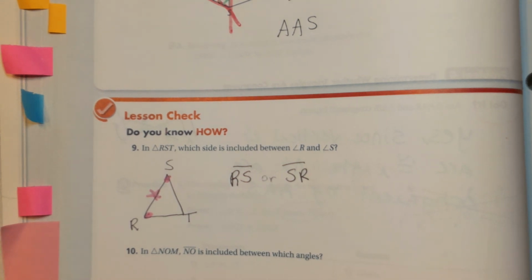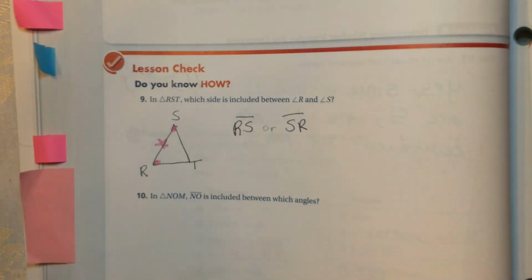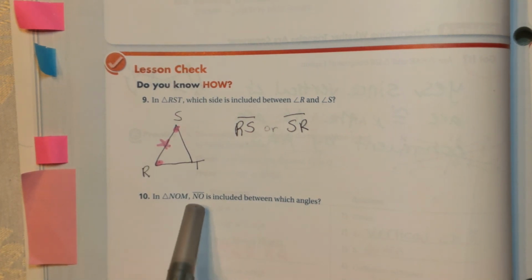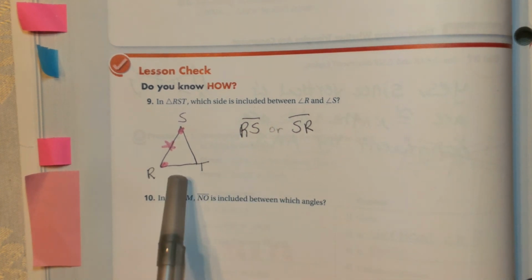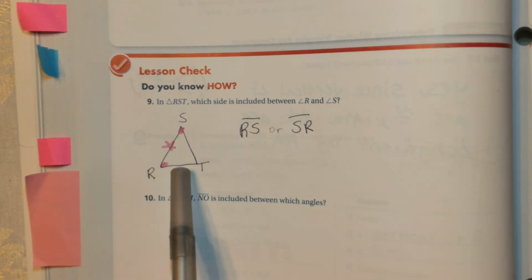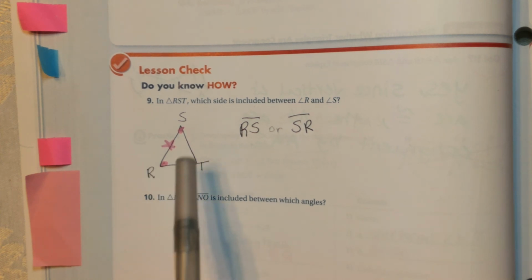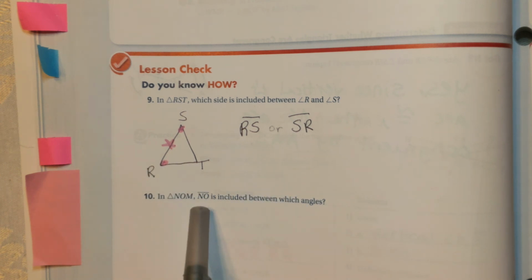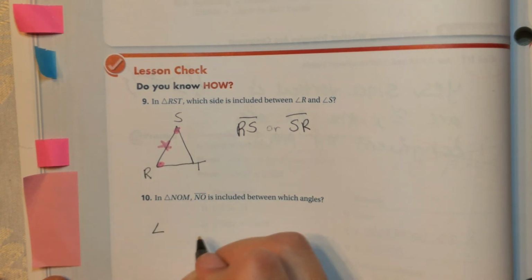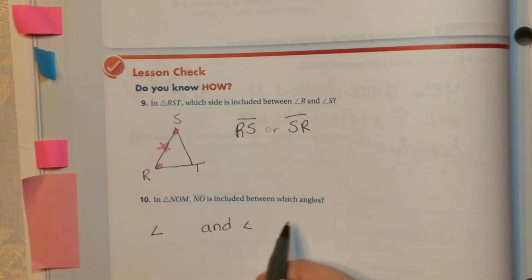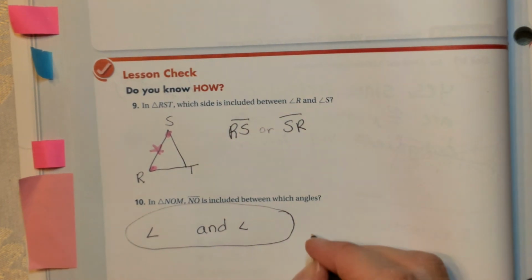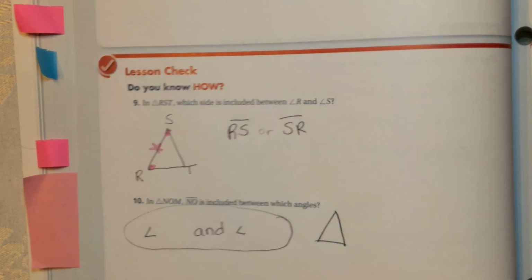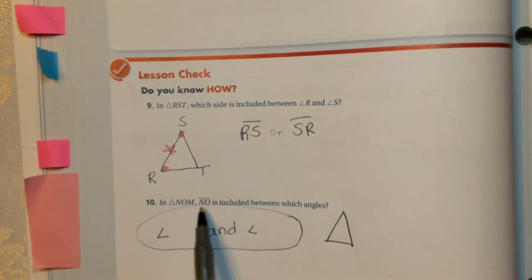Okay, so same thing on number 10. I think I'm going to let you guys try that one because it's really similar. In triangle NOM, side NO is included between which angles? So just like here, try to draw it. There's really no wrong way to draw it, NOM. You could start on any vertex of the triangle. It doesn't matter. NO is included between which angles? So you would say angle something and angle something else. That's how your answer should look. If you want, draw a picture, label it NOM, and see which two angles segment NO is in between.